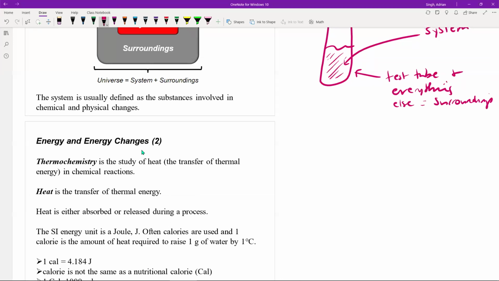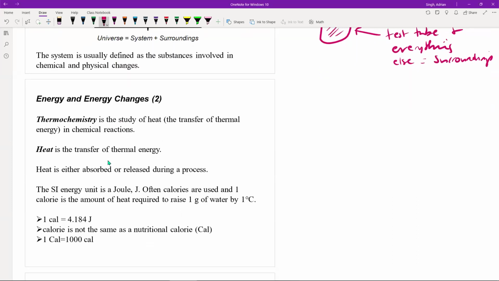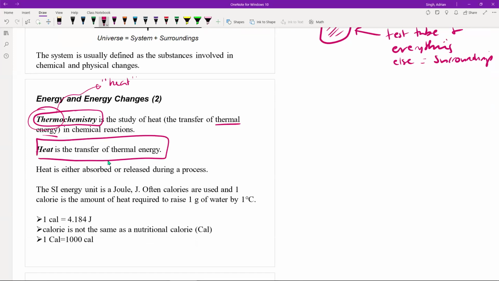When we study the transfer of thermal energy, which is often the most common form of energy that we are going to encounter in our level of chemistry, we refer to that as thermochemistry. And this whole section is about thermochemistry. You can think of thermo as kind of meaning heat. So thermochemistry is the chemistry of heat changes or the transfer of thermal energy. Okay, so we define heat then as this transfer of thermal energy. During a process, heat is either absorbed into the system or heat is released from the system to the surroundings.